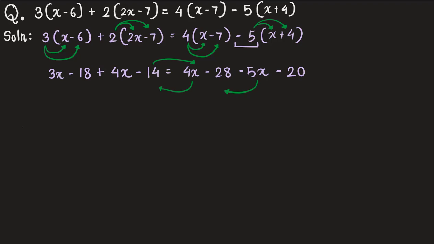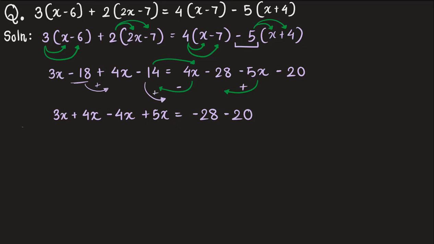So let us write them in simplified form, that is 3x plus 4x. This 4x is plus, on going on this side it would become minus. So minus 4x, this minus 5x would become plus on coming this side. So plus 5x. This would give us minus 28 minus 20. Next, this minus 18 would go on this side and it would become plus, and minus 14 would also become plus. So plus 18 plus 14.